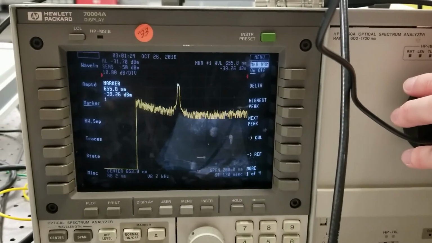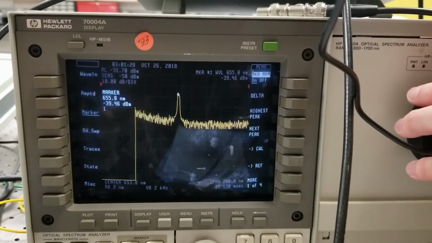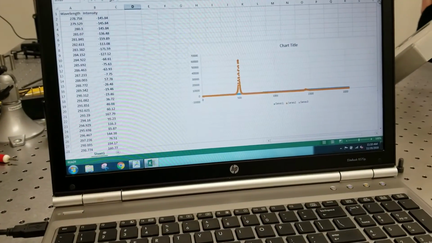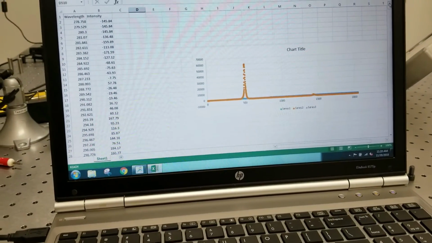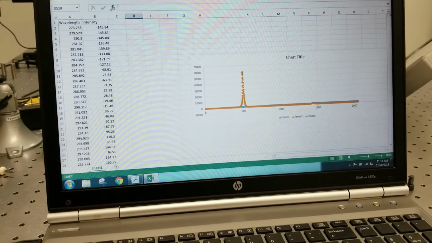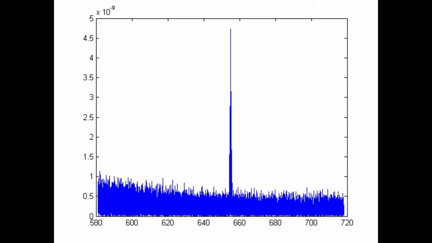Using the optical spectrum analyzer for our laser diode source, it was found that our wavelength was about 655.8 nanometers. In the Ocean Optics spectrometer, we analyzed the peak intensity wavelength for the LD, and we found it to be about 650 nanometers, around the same value that we got for the optical spectrum analyzer. Using a different optical spectrum analyzer and plotting the data using MATLAB, we again found that the wavelength of our laser diode source was around 656 nanometers.